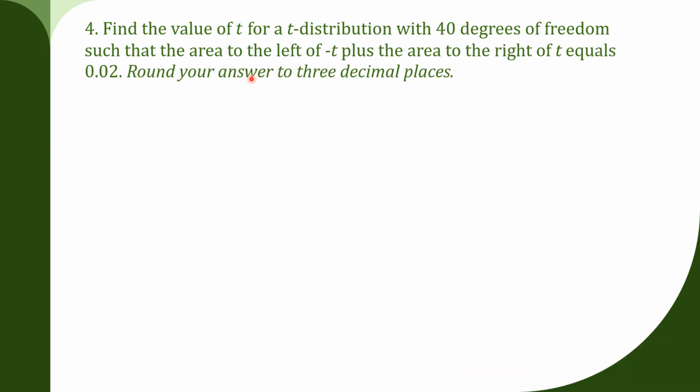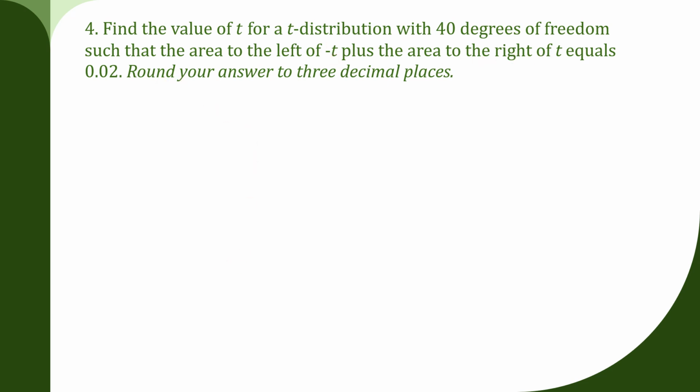I would like you to, well, actually, this is a different one. This is going to be area and two-tailed. So I was going to tell you to pause the video and try this one on your own, but let's do this one together since we haven't done a two-tailed one yet. It says find the value of t for a t distribution with 40 degrees of freedom such that the area to the left of negative t plus the area to the right of t equals 0.02.